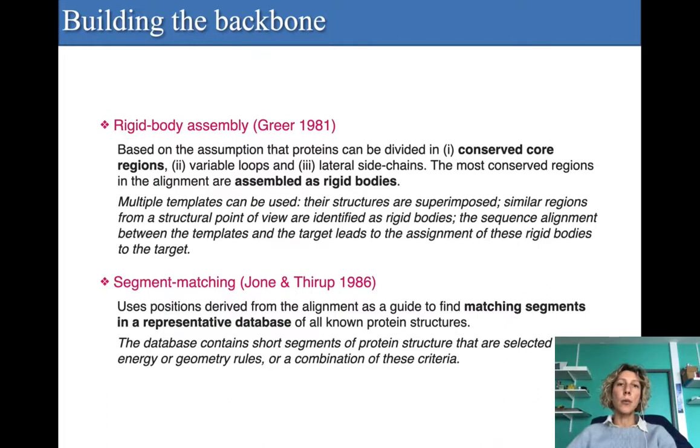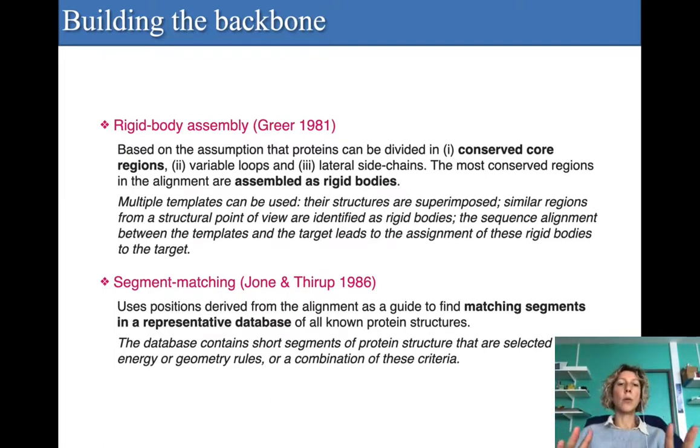Okay, so then how do we build the backbone when we have found a template? There are different methods to do this. Historically, here I put some methods that date back to the 80s, which is rigid body assembly. So here you just define a conserved core, which corresponds to regions that are really well aligned. And then you build up from these conserved core regions to the whole protein by adding some variable loops and lateral side chains. Segment matching: here you use positions derived from the alignments as a guide to find matching segments in a representative database of all known protein structures.